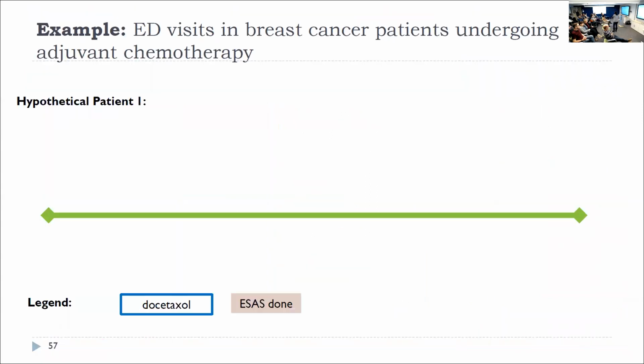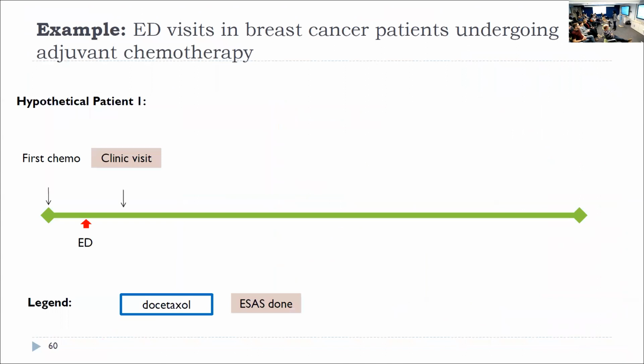So hypothetical patient 1. The legend, by the way, if you see a blue around the box, that means they got docetaxel at that clinic visit. And if you see a gray, it means that they actually got an ESAS done at clinic visit. So they get chemo, that's when they enter the study. Then they actually have an ED visit.